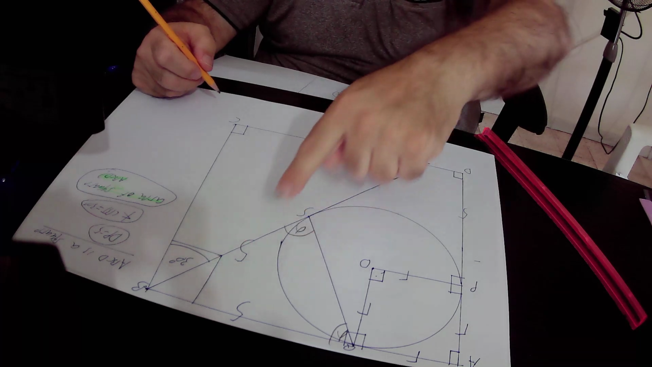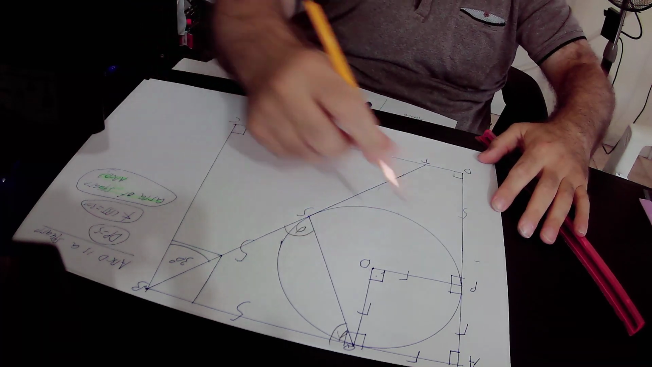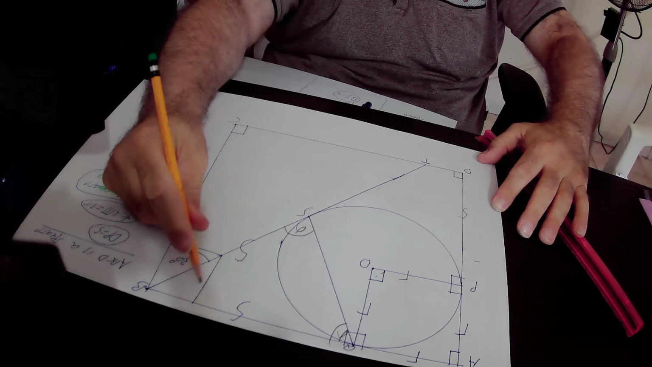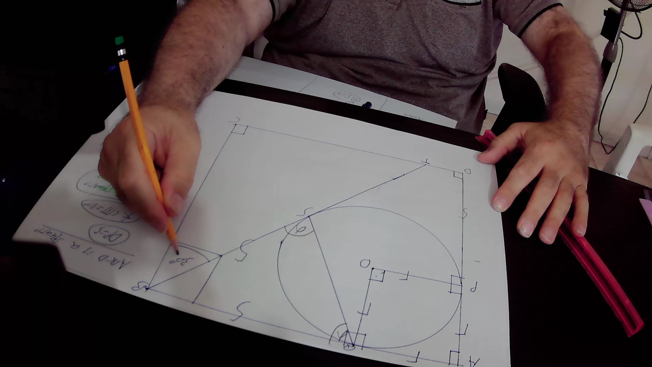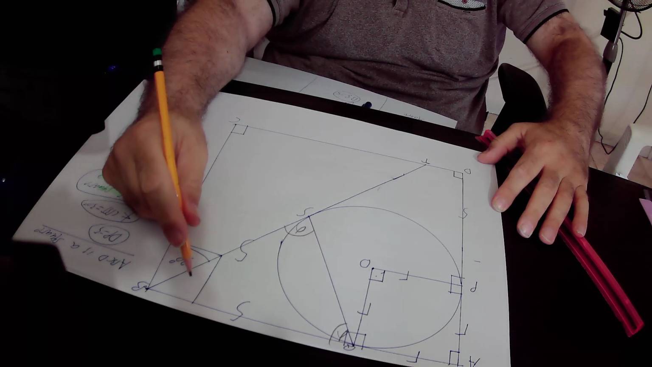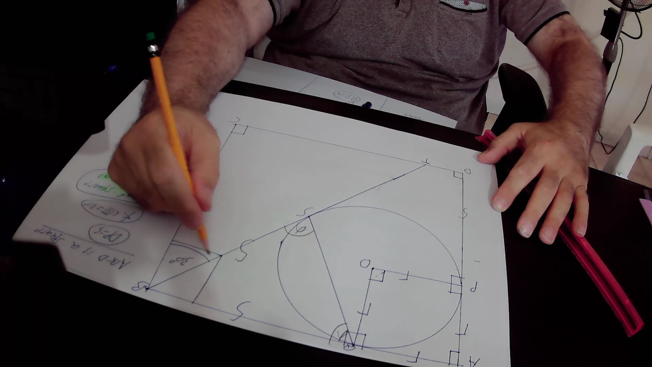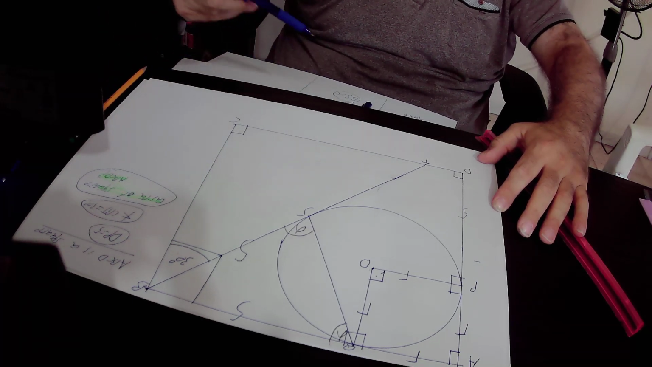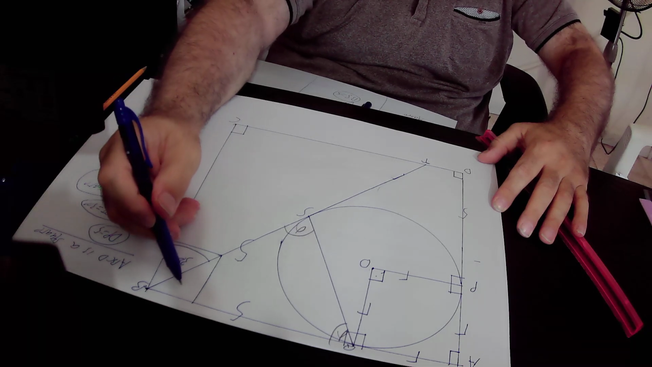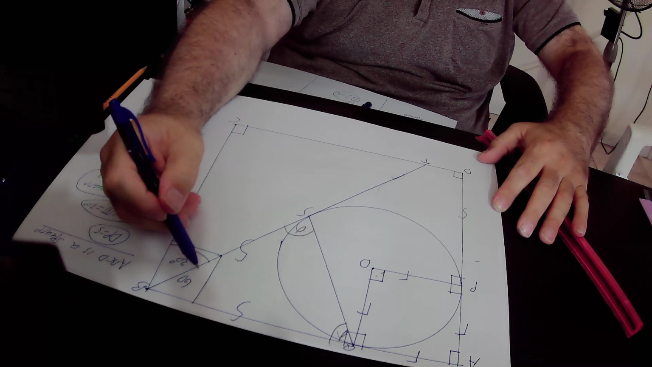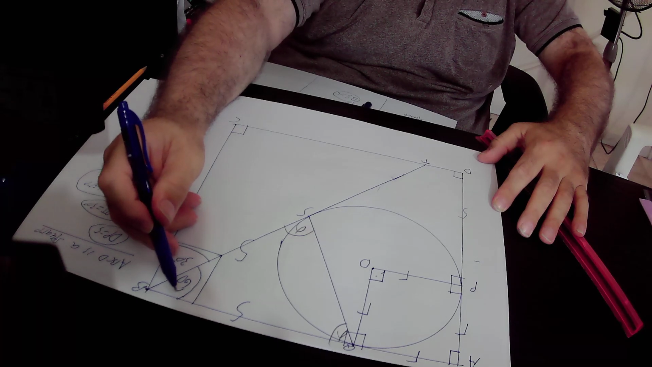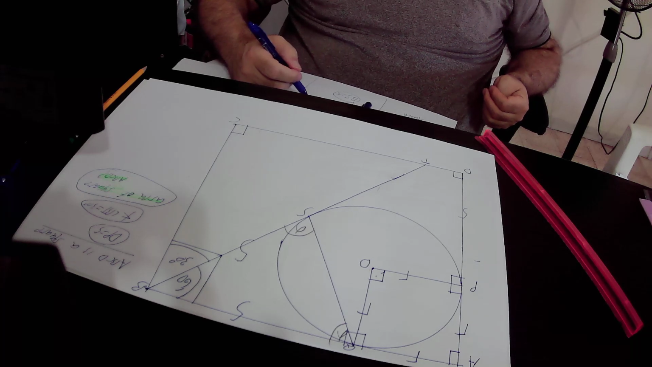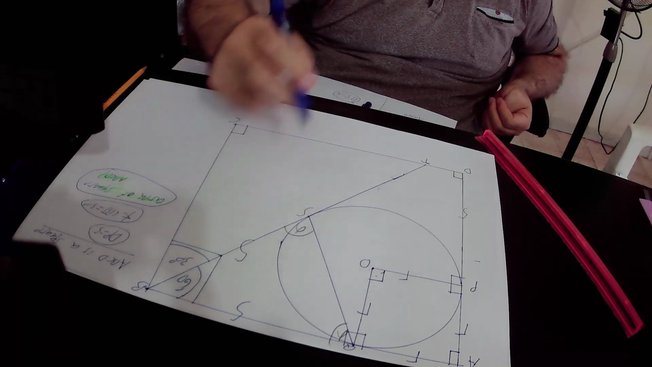What is the size of angle SBQ? We know that angle ABC equals 90 degrees. This angle equals 30 degrees. Therefore, this angle must be equal to 90 degrees minus 30 degrees, that is actually 60 degrees. So I found out that angle SBQ equals 60 degrees.